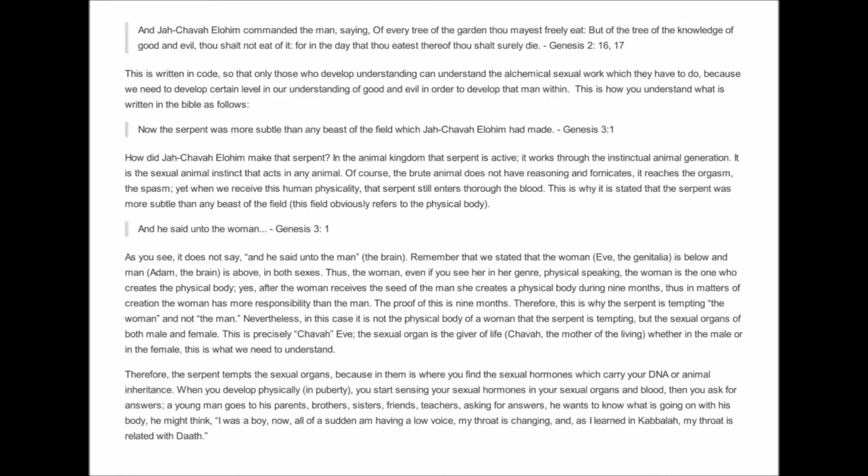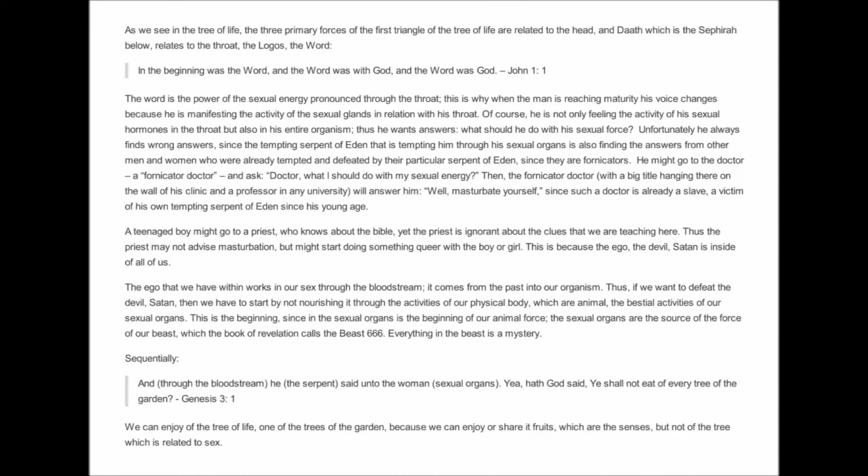Now we read with our intellect, because a horse cannot read the Bible or any other sacred book. A cat also cannot. But we can. And we see there the commandments, the rules, on how to become a human being. And it states there, you shall not eat from the tree of good and evil. And we are explaining that here. Of course, it's written in clues, so that those who develop understanding can understand what to do, because you have to reach a certain level in order to develop that within. And then that's how you understand what is written in the Bible.